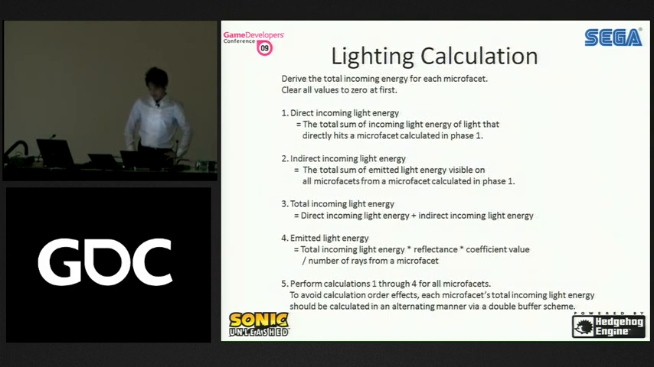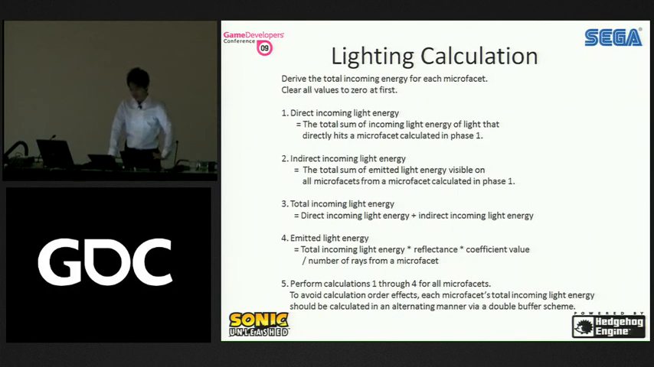Then I'd like to talk about terrain GI calculation phase 2, lighting calculation. In phase 2, we actually calculate the color. And I'd like to talk about the light calculation. First, we create the initial value. The first one is 0. That means dark.